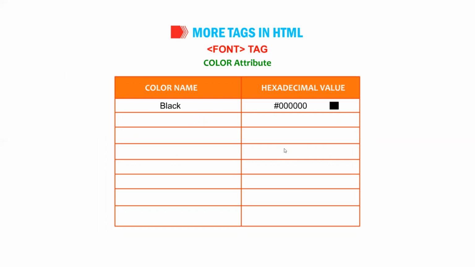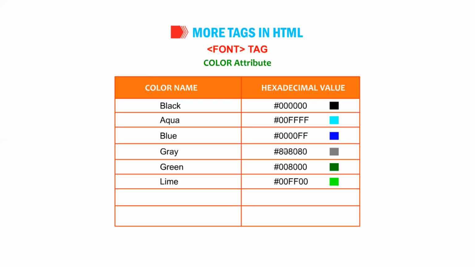Black, hash 000000. Aqua, hash 00FFFF. Blue, hash 0000FF. Gray, hash 808080. Green, hash 008000. Lime, hash 00FF00. Maroon, hash 800000. Olive, hash 808000.